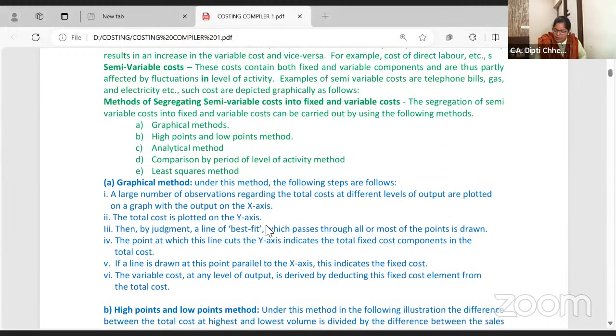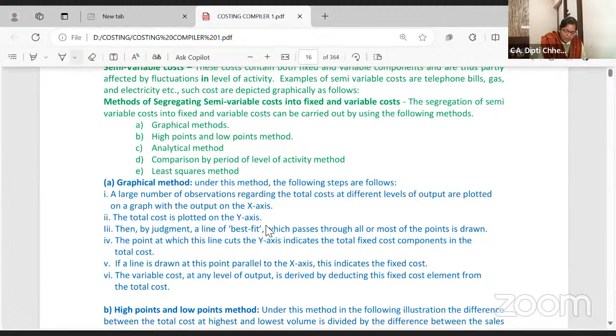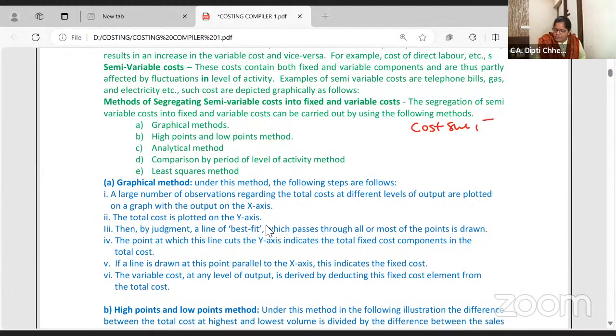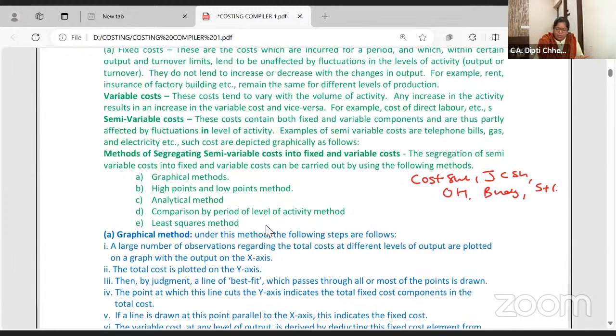This knowledge that I'm clearing, you are going to use it for your cost sheet, for job cost sheet, in the overhead chapter, and in budgeting. And today only, which one did we do? Yeah, standard costing. So everywhere you should know how to segregate the semi-variable overhead.